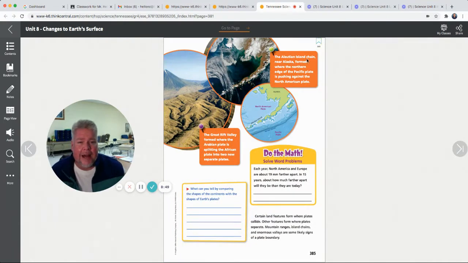The Aleutian Islands chain near Alaska formed where northern edges of the Pacific plates is pushing against the North American plate. The Great Rift Valley formed where the Arabian plate is splitting the African plate into 2 new separate plates. So these landforms it's showing us are places where the plates are meeting and forming new landforms.